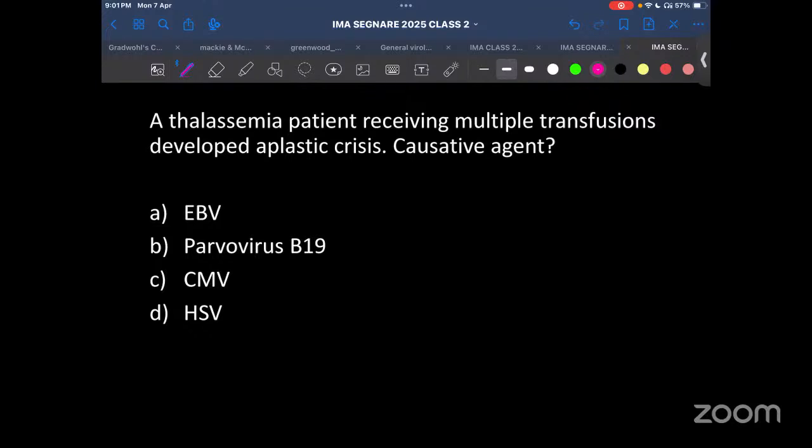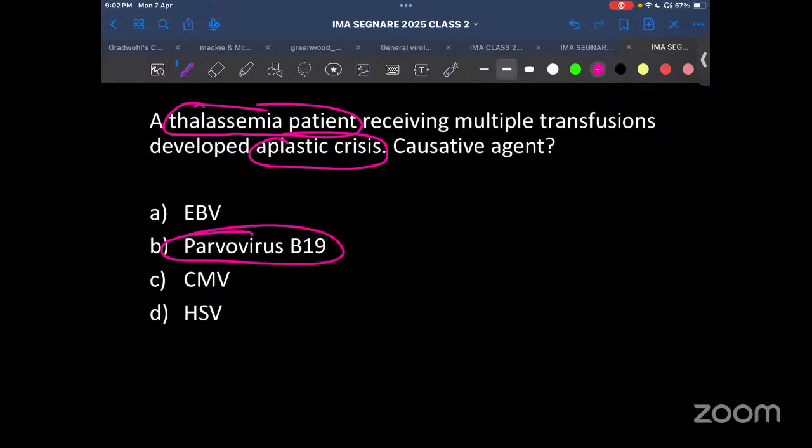A thalassemia patient receiving multiple transfusions develops aplastic crisis. What is the causative agent? Aplastic crisis in a hemolytic anemia, whether it is thalassemia or sickle cell anemia, whatever the hemolytic anemia, is caused by parvovirus B19. This is another favorite topic for the examiners, parvovirus B19.